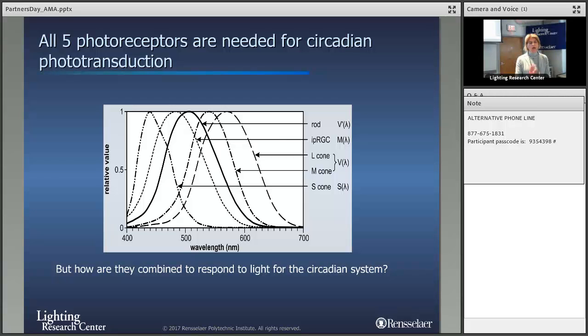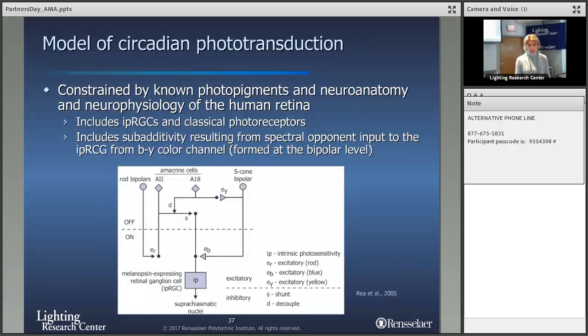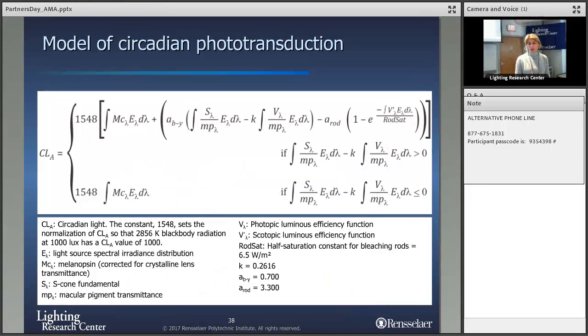The question is, how are they combined in the retina to respond to light for the circadian system? So that's part of the work that we've been doing here. We've been proposing a computational model, and Mark Rea has led that effort here, which is constrained by the known photopigments, so the 5 photoreceptors participate, and also by the neuroanatomy and neurophysiology of the retina. So we do take into account the spectral component that occurs at the bipolar levels, and that information is then passed on to the biological clock in the brain through the IPRGCs.